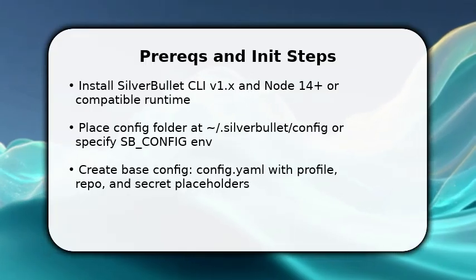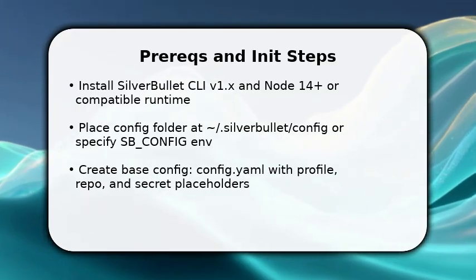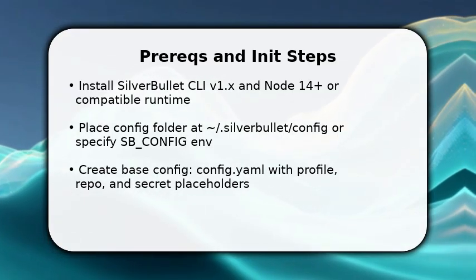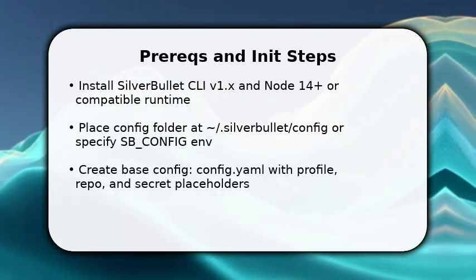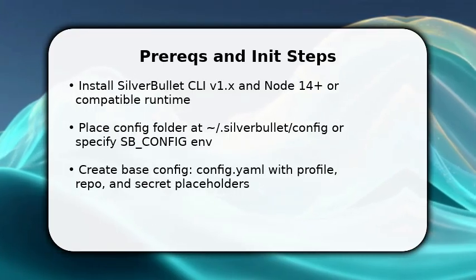You start by confirming the essentials: Silverbullet CLI installed and a supported runtime. Once confirmed, create a minimal config.YAML in // Silverbullet /config or point SB config to your folder.